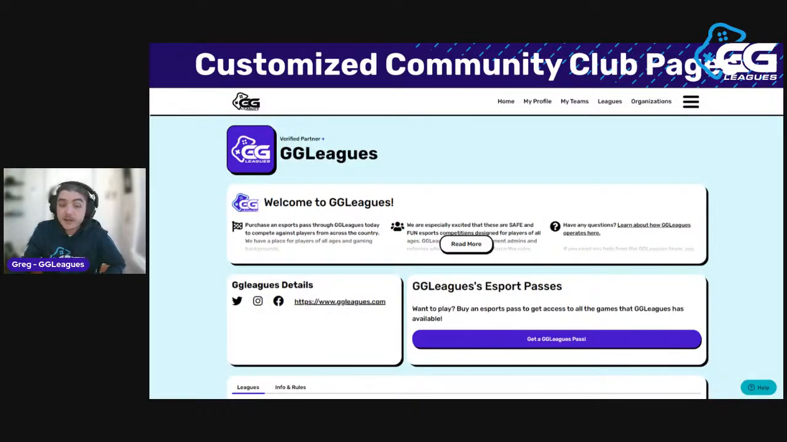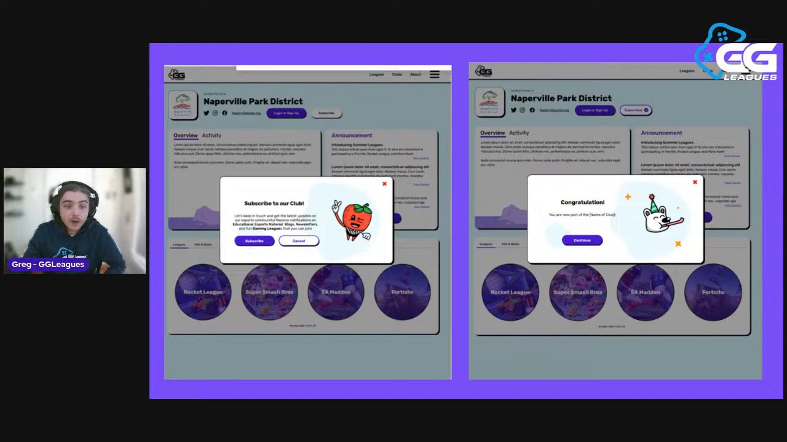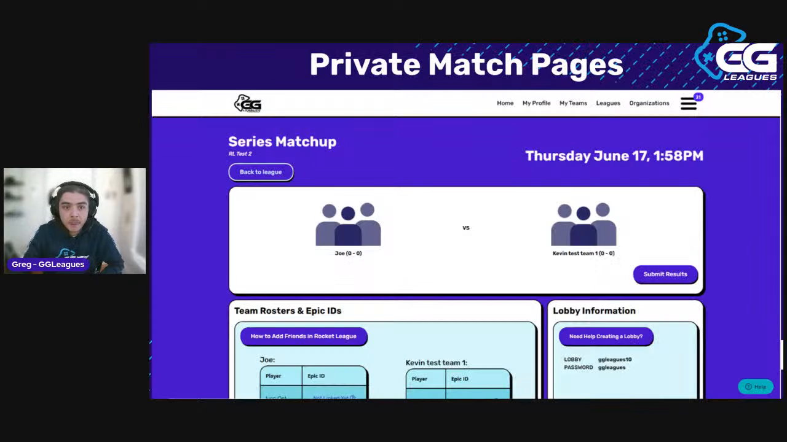On our website, you'll be able to find your local community and navigate to their club page. So you'll be able to search for a community that's near you and see if they're partnered with us here at GG Leagues and offering esports leagues. Once you're on your club page, you are able to subscribe to your club so that you'll be able to join their club, get all the important updates for any esports programs that are happening throughout the year.